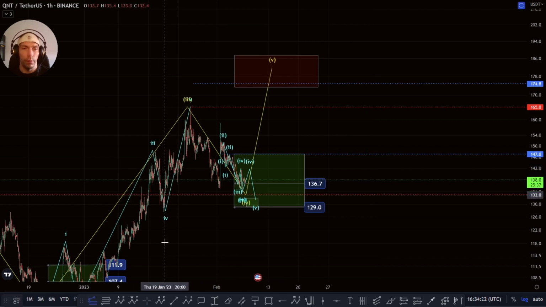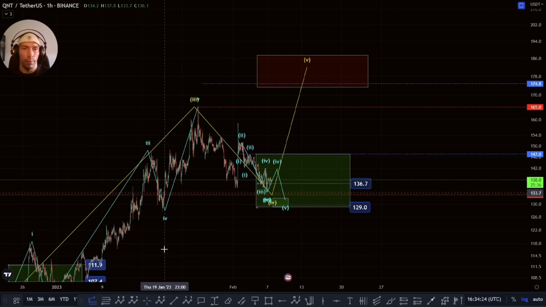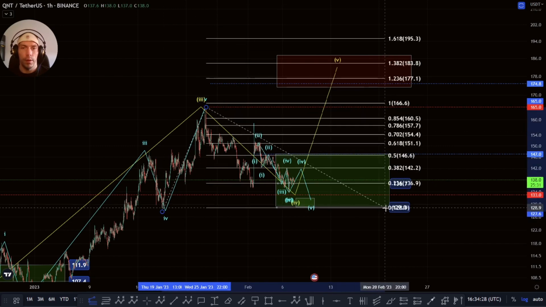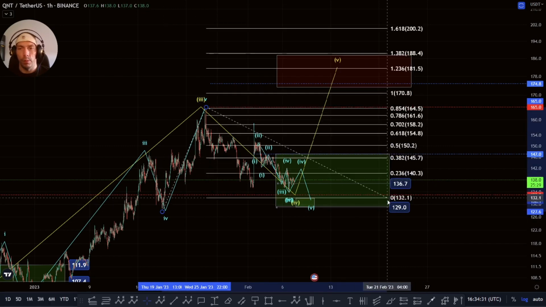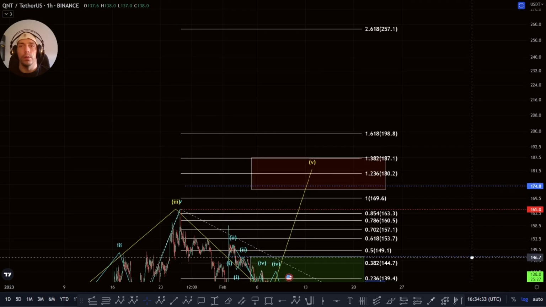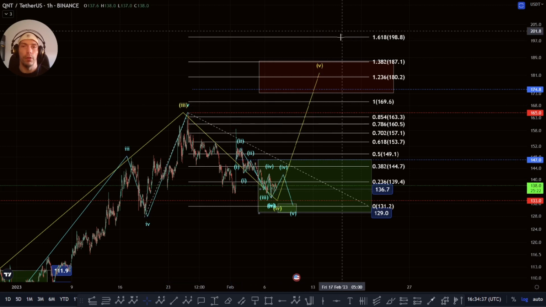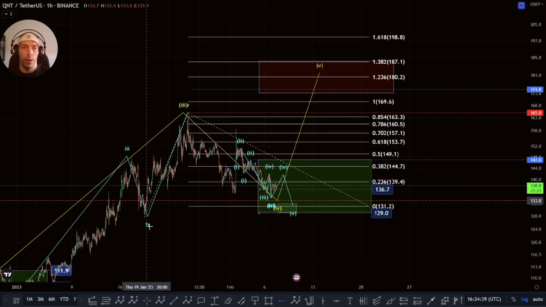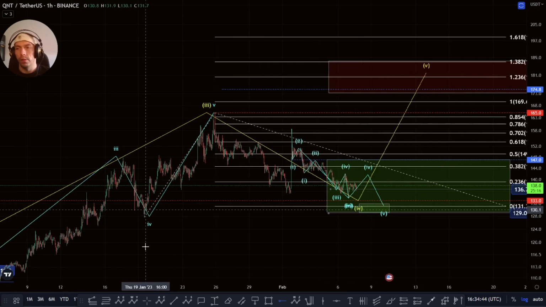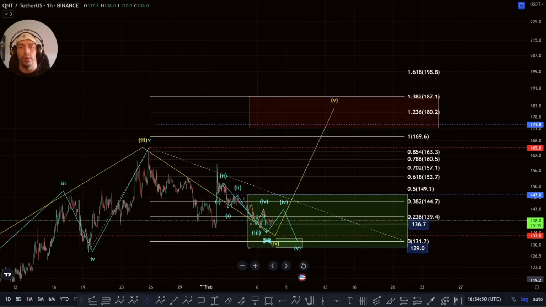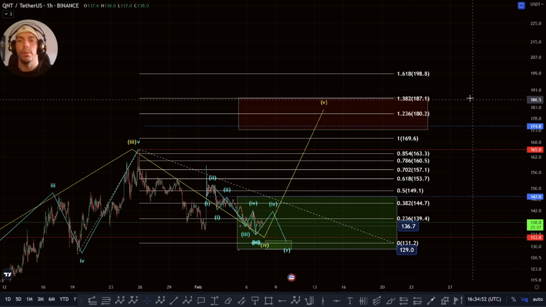What I'm saying is, if we do get an impulsive move up from this area here, we'd have to be careful depending on where we come into. If we do move above this 198.8, it could indicate that we actually have further extension here, though this would be invalidated by moving down below this point of 127.6. That would invalidate that option.